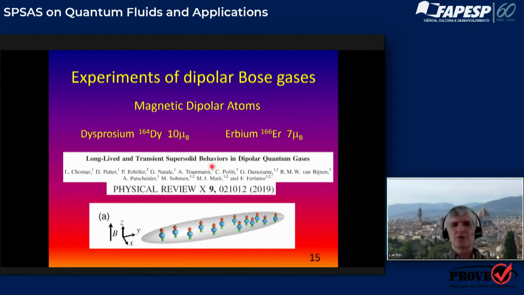And then there was also a paper by the group of Francesca Ferlaino in Austria, where they discuss the existence of long-lived and transient supersolid systems in dysprosium-164, notice it's a different isotope, and erbium-166, in which they then create this structure which they believe to be a supersolid.